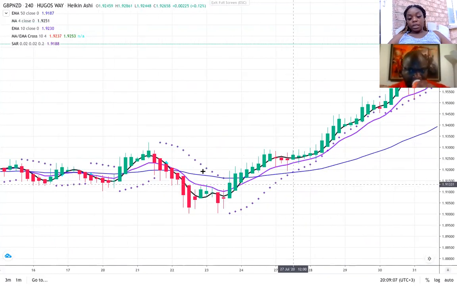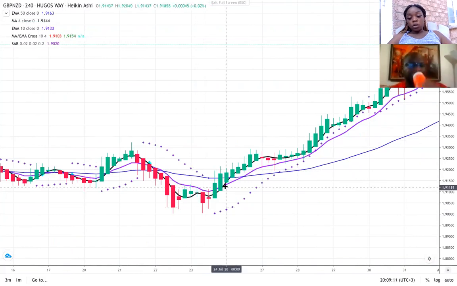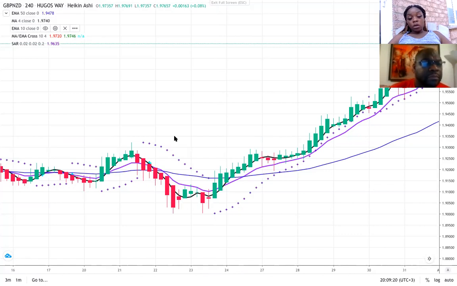So basically, when it comes to the shooting star, first of all, you're going to have your 50 EMA. You're going to have your 4 EMA, which is your black line. The 4 is the black line. The 50 is the blue line. You're going to have your 10 EMA, which is the purple line, right? Then you're going to have your MA and EMA cross.